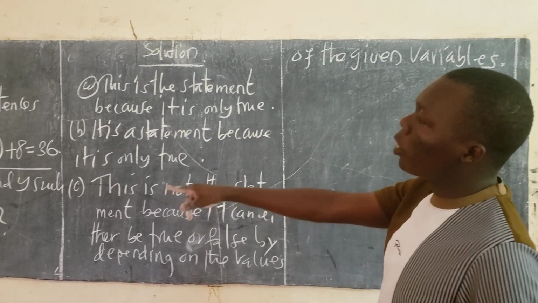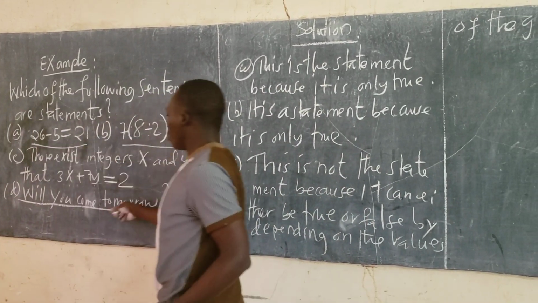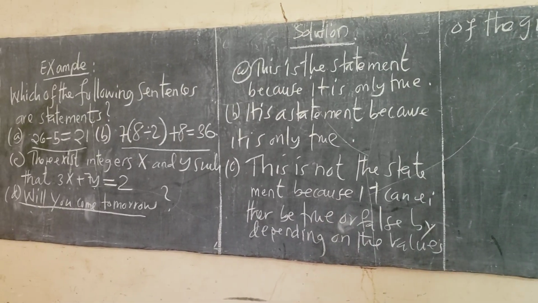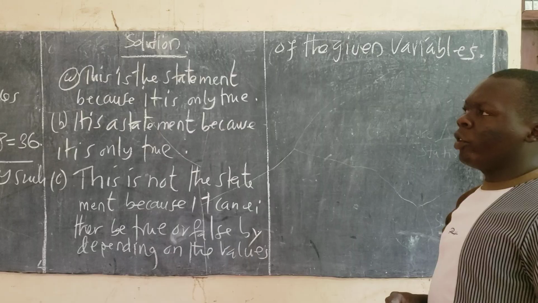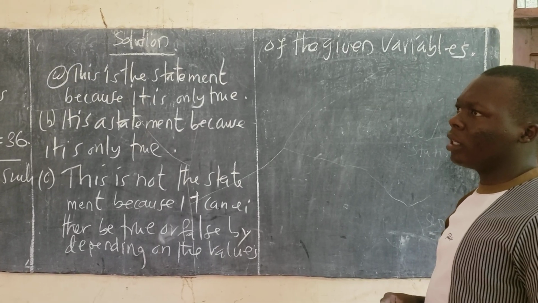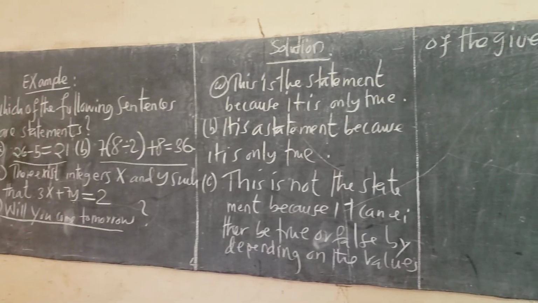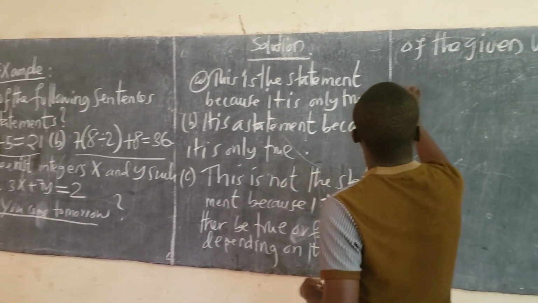Also, let us talk about part D. Will you come tomorrow? There is the presence of a question mark. Now, we have to remember about sentences. A sentence can be presented in the form of a question. So directly this one is not a statement. It is a sentence due to the presence of the question mark.